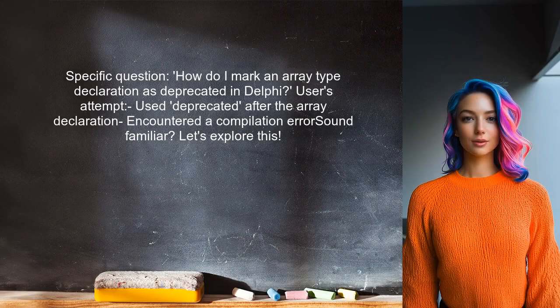Let's dive into the specific question at hand. One user asked, how do I mark an array type declaration as deprecated in Delphi? They tried using the deprecated keyword directly after the array declaration, but ran into a compilation error. Sound familiar? Let's explore this together.